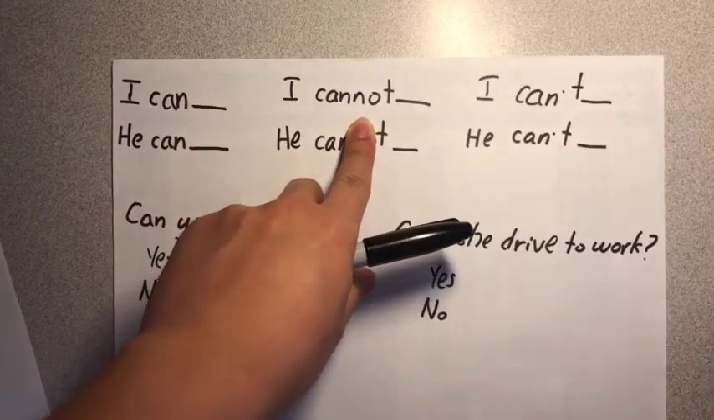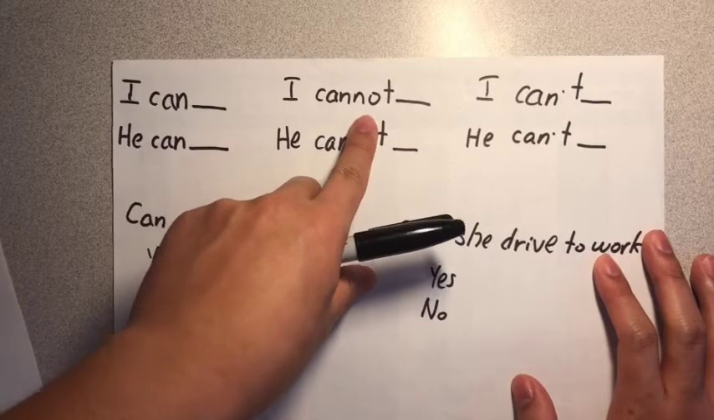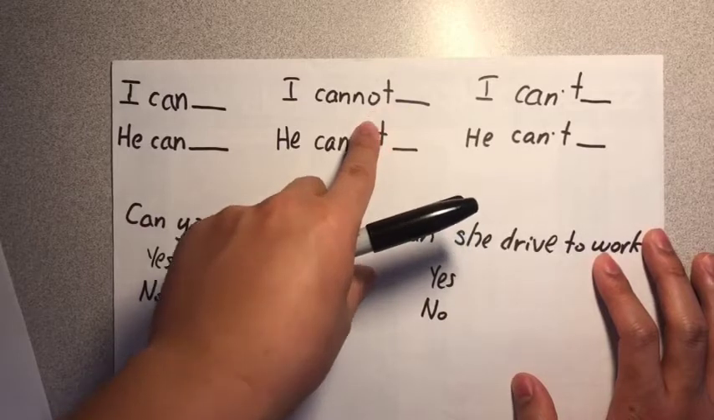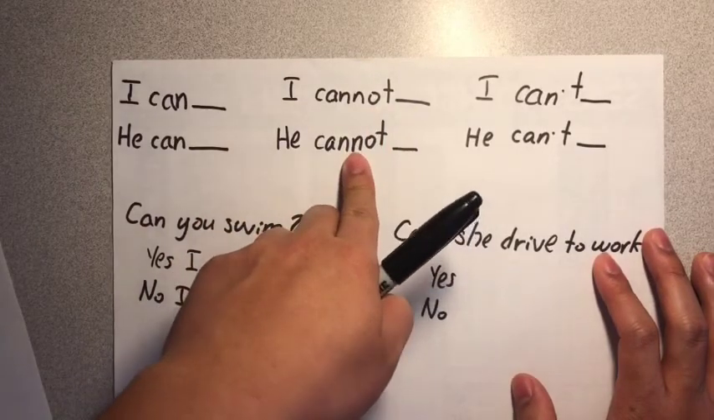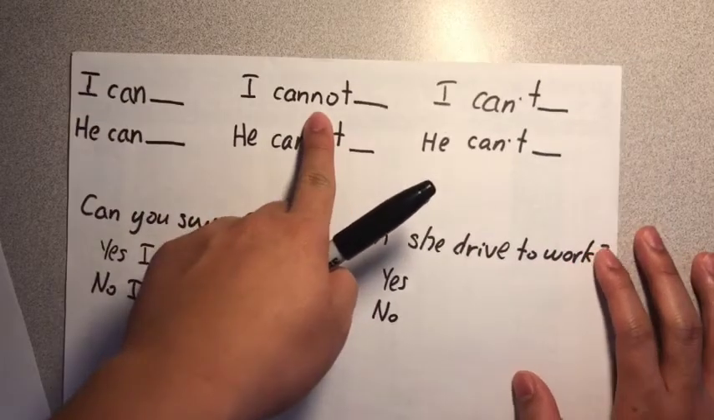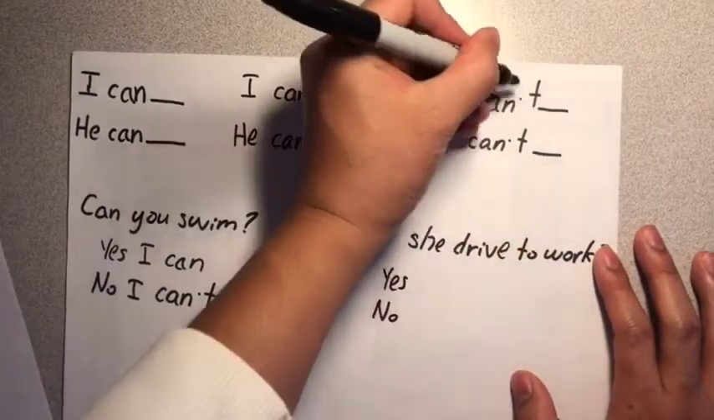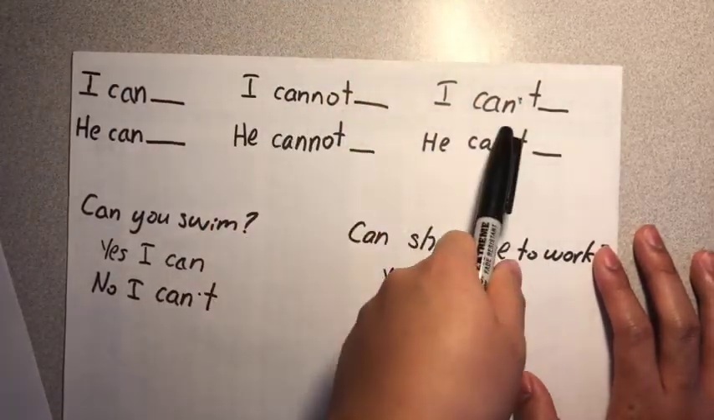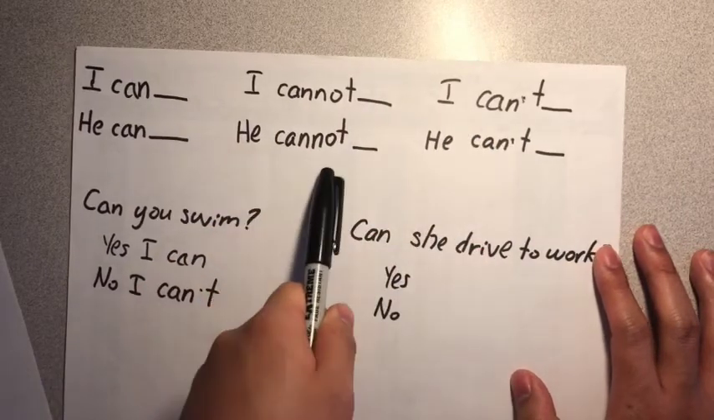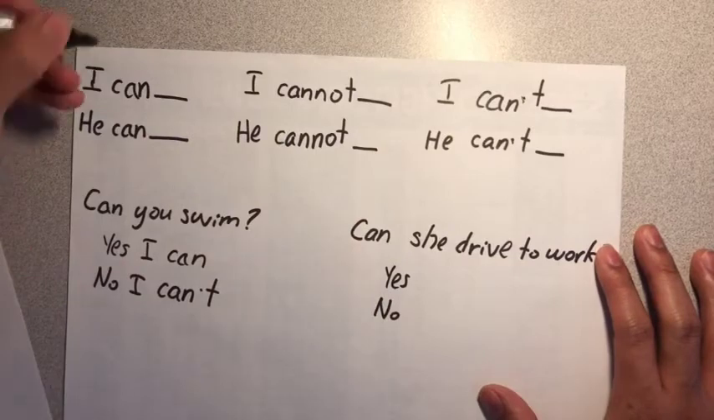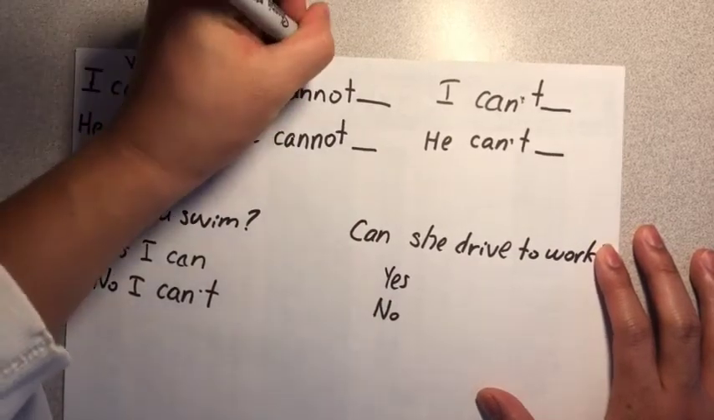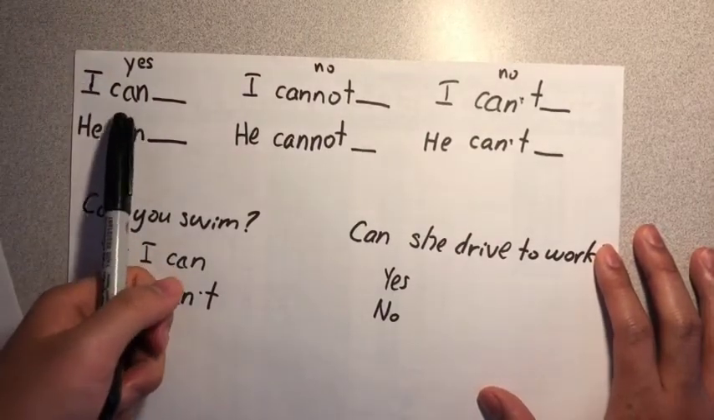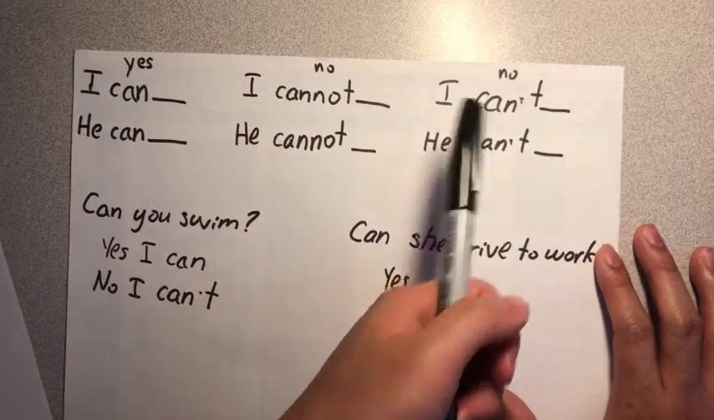I cannot lift a car. A car is too heavy. I can't pick it up. I cannot pick up a car. I cannot move a rock. Another way to write cannot is can't. I cannot and I can't is the same. He cannot, he can't is the same. So this is yes, this is no, and this is no. Yes, I can. No, I cannot. No, I can't.